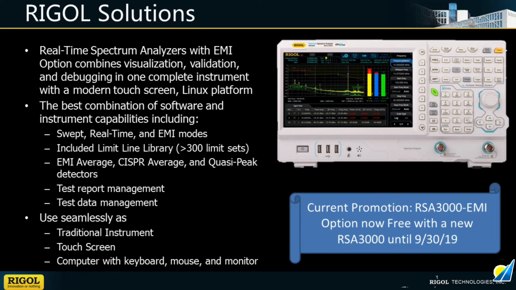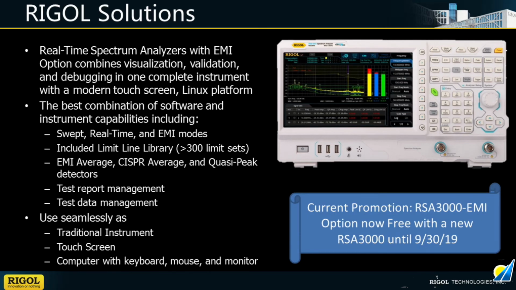One of the other great things about the RSA3000 instrument is that you can use it seamlessly in a number of ways. You can use it as a traditional instrument with the knobs and buttons. You have full touchscreen control, and it can also be used with a keyboard, a mouse, and a monitor, which is a great option if you have a more elaborate test setup or a chamber where you need to be isolated from the spectrum analyzer.